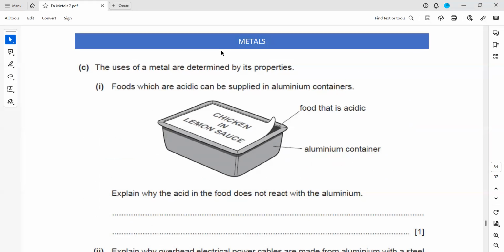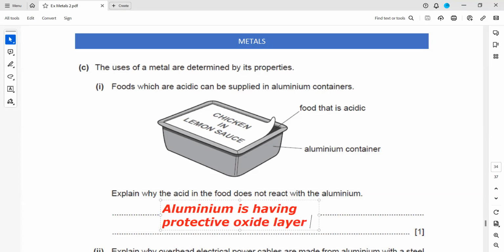Why does the acid in the food not react with aluminum? What is the reason for that? Even though aluminum is more reactive, why does the acid not react? Because of the oxide layer. Aluminum has a protective oxide layer which prevents the reaction between aluminum and acid.